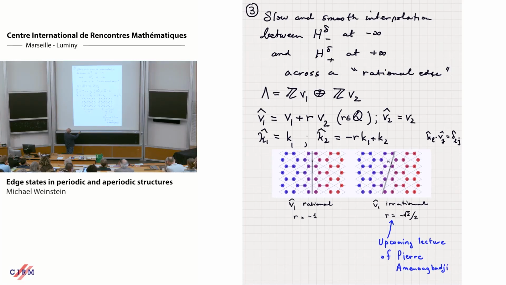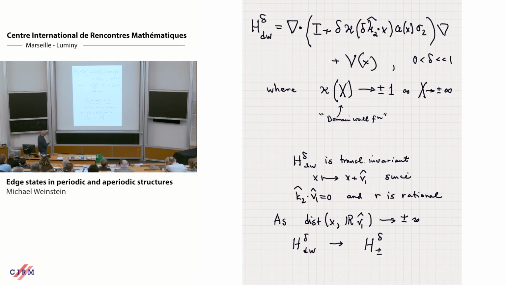And here's an irrational edge. The medium is not translation invariant with respect to any lattice vector for an irrational edge. And Pierre will be discussing this case. But for now, let's stick with the rational case. Here is the domain wall Hamiltonian. And my interpolation is going to be achieved via what we call a domain wall function. It's something that's like hyperbolic tangent.